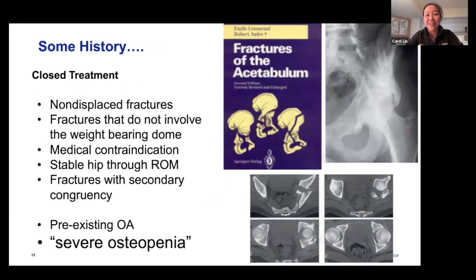So just to review, I cannot talk about the acetabulum without paying some respect to the masters of the field, Letournel and Judet. This is their seminal book classifying these injuries, which up until then had almost entirely been treated non-operatively, just because we didn't have an understanding of the anatomy or the biomechanics, and they really transformed the field. But even they recognized that when you've got severe osteopenia, poor bone quality, maybe that's something you should stay away from because the failure rates are high.